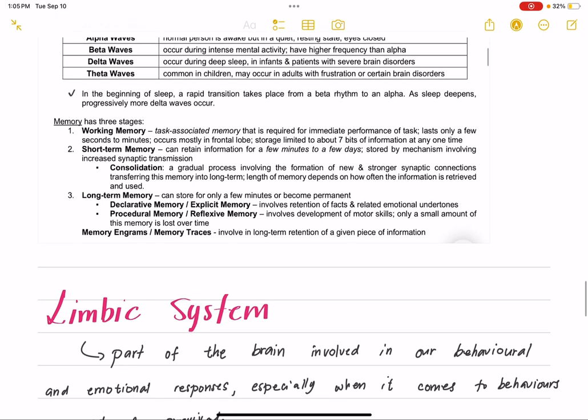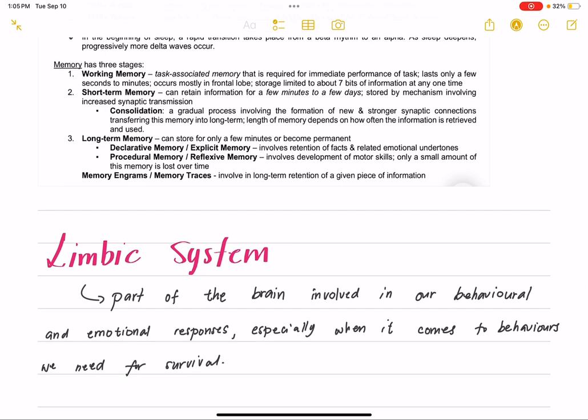So, declarative memory or explicit memory involves retention of facts and related emotional undertones. Procedural memory or reflexive memory involves development of motor skills. Only a small amount of this memory is lost over time. And memory engrams or memory traces are involved in long-term retention of a given piece of information.